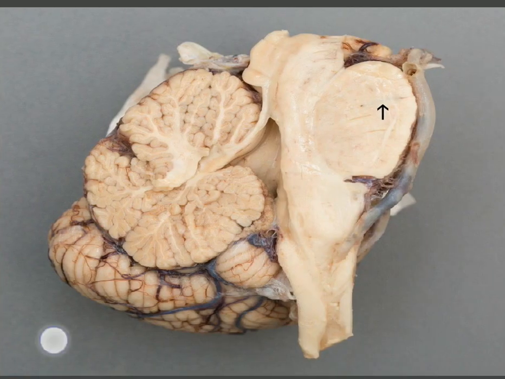In this figure, this is the portion of the hindbrain. This is the cerebellum, pons, and medulla. And in between, this tent-shaped cavity is the fourth ventricle.